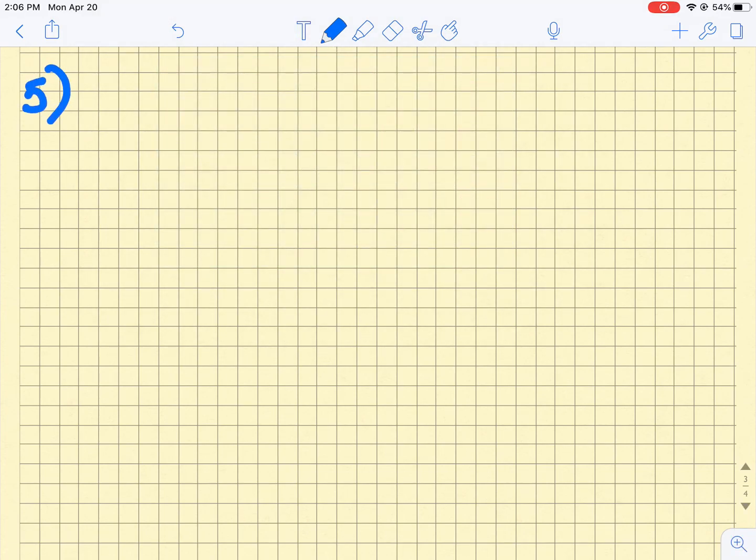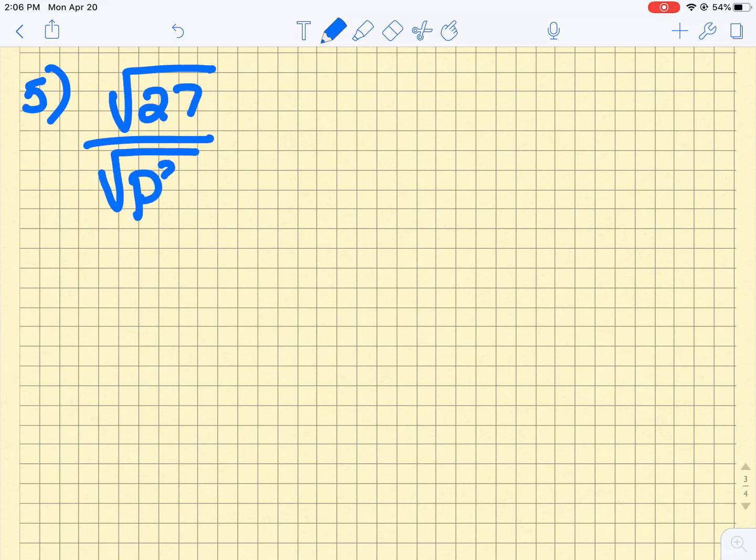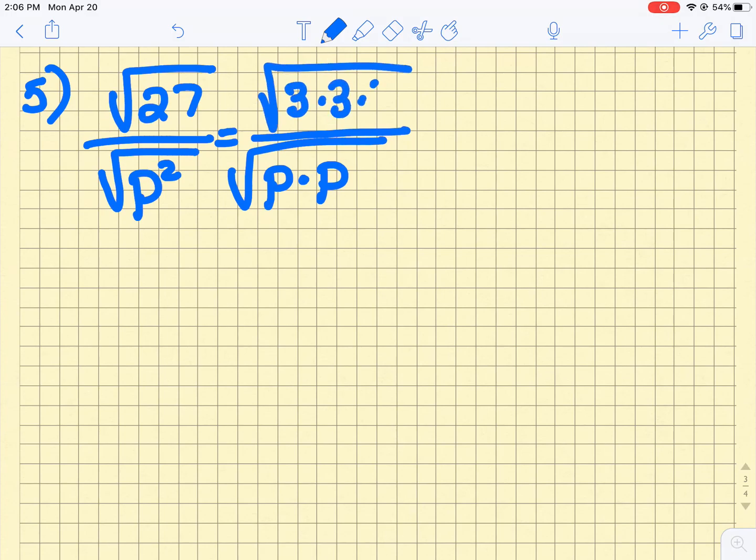Number 5. Number 5 is root 27 over root p squared. Now this one, you may notice immediately that I don't really need to orchestrate a jailbreak because in the denominator, we already have p times p. It can already escape. In the numerator, we have 3 times 3 times 3. Let's say you didn't notice that and you still brought in a square root of p squared on the top and bottom. You'd still get the same answer. You just go through a lot more steps.